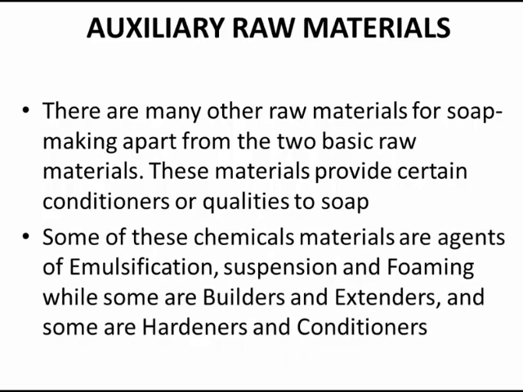Some of these chemical materials are agents of emulsification, suspension, foaming, while some are builders, extenders, hardeners and conditioners. We have the colorants. The colorant just beautifies, gives it color. We have the hardener that makes it harder. We have the extenders that make it become more. All of these things do one or two things to enhance the quality of the soap. We call them auxiliary raw material.